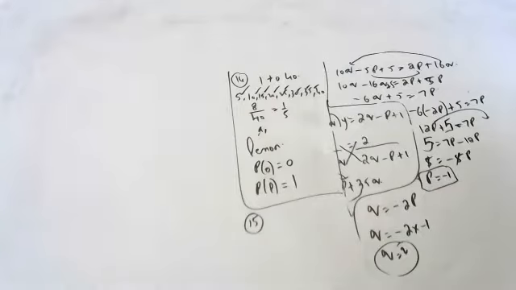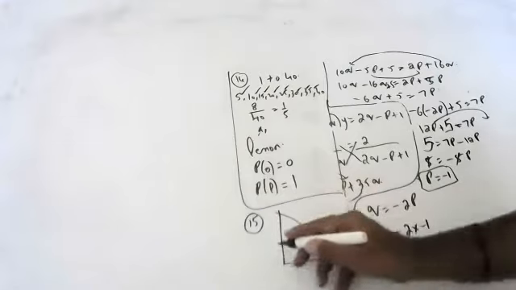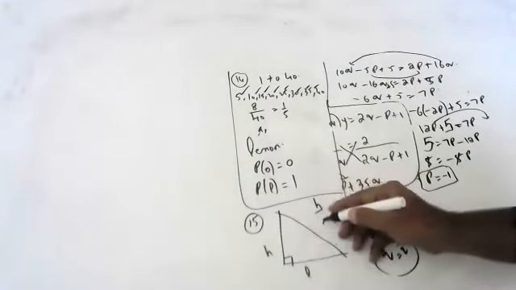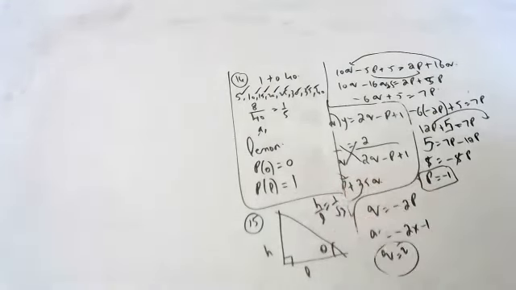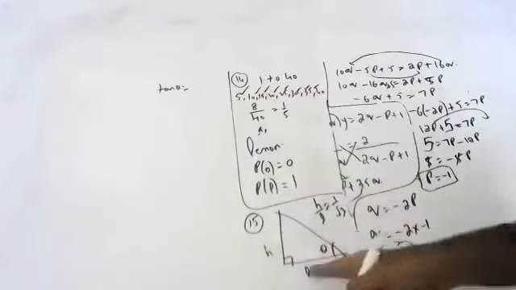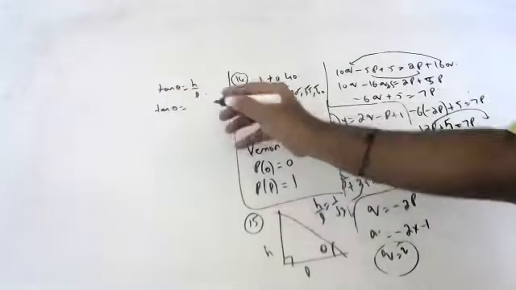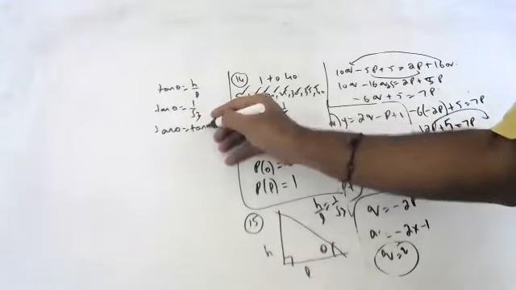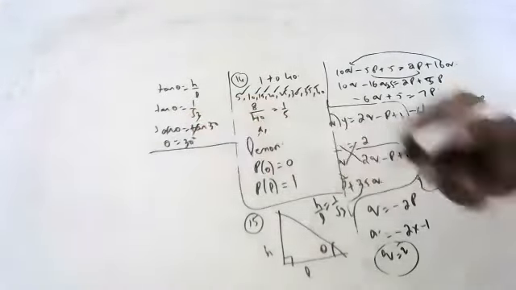The ratio of the length of a vertical rod and the length of its shadow. Children, the ratio of the height and the length of the shadow is 1 by root 3. What is the angle of elevation? How will you find it? tan theta is equal to h by L. tan theta is equal to 1 by root 3, tan 30. tan theta is equal to tan 30. tan cancels. Theta is equal to 30 degrees.